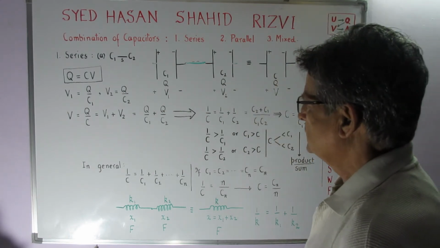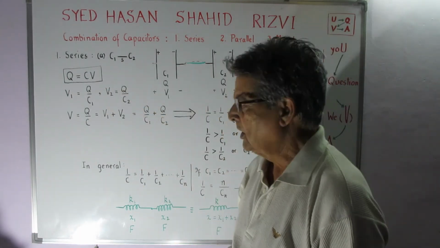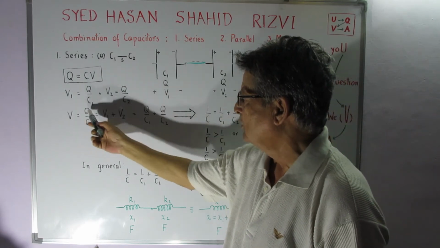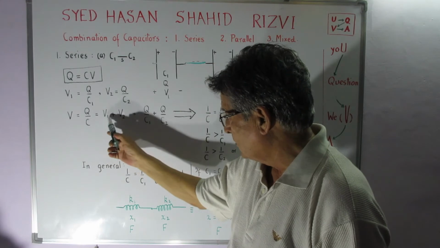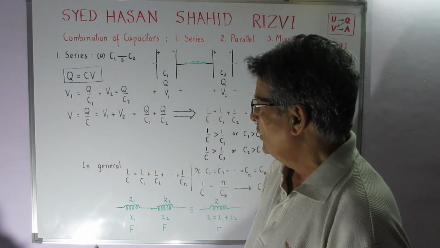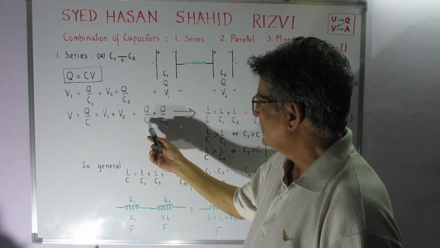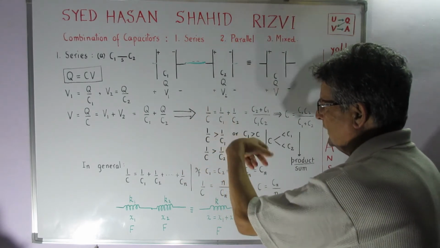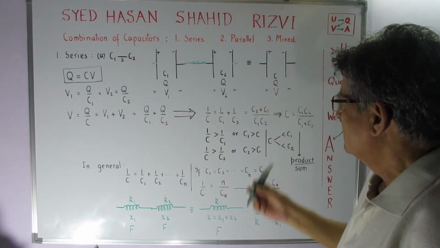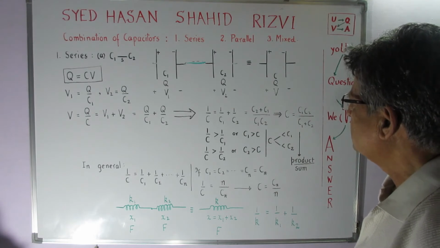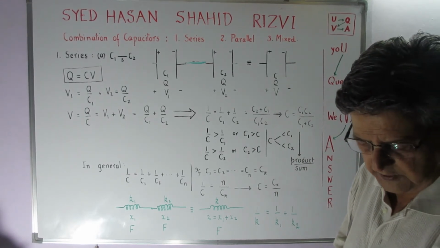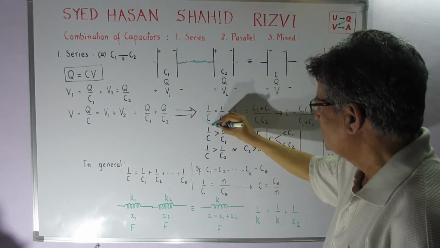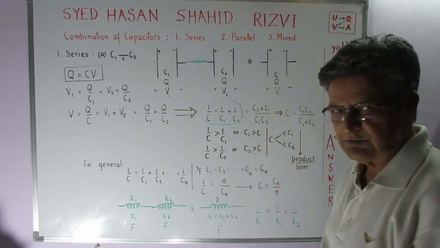I can write now this equation. This is the key equation. V1 will be equal to Q upon C1, V2 will be Q upon C2, V will be equal to Q upon C, and V will be equal to V1 plus V2. So V will be equal to Q upon C1 plus Q upon C2, which is equal to Q upon C, and you can see that Q will cancel, and I will get an equation of the kind 1 upon C is equal to 1 upon C1 plus 1 upon C2. Okay, 1 upon C is equal to 1 upon C1 plus 1 upon C2. This is the beautiful equation that we get.